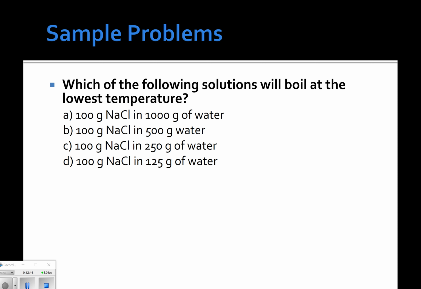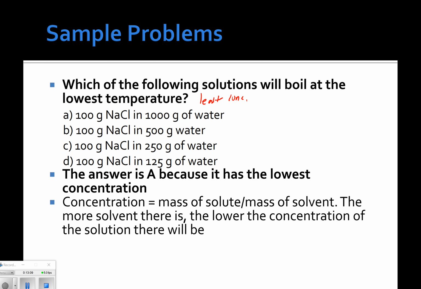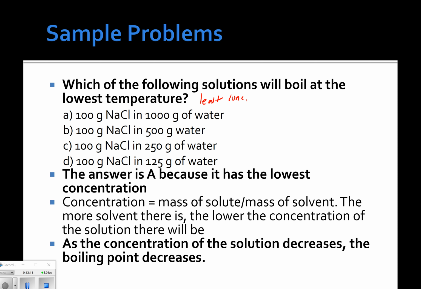Which of these will boil at the lowest temperature? For this, we're going to want the least concentrated. The least concentrated one will have a smaller effect on the boiling point. These are the same samples from prior, so the same amount of solute, 100 grams. So the least concentrated one will have 100 grams and the most amount of water, which would be A. So as the concentration of the solution decreases, the boiling point decreases as well, all the way down to the point where if we were to get rid of all 100 grams of sodium chloride, we would just have the regular boiling point of water.